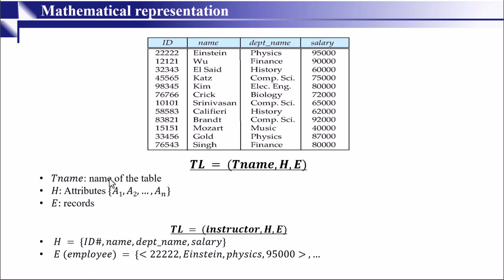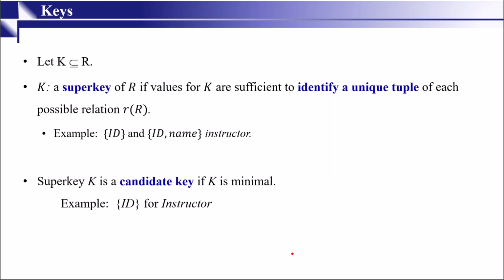Let's get mathematical. A relation can be represented as a triple: T, T name, H, and E. T name is the name of our table, H is attributes A1, A2, A3 up to AN, and E is records. For example, here we say 2222 Einstein physics. This is one record. This formal notation ties back to our example table, showing how the relational model is both practical and theoretically grounded.